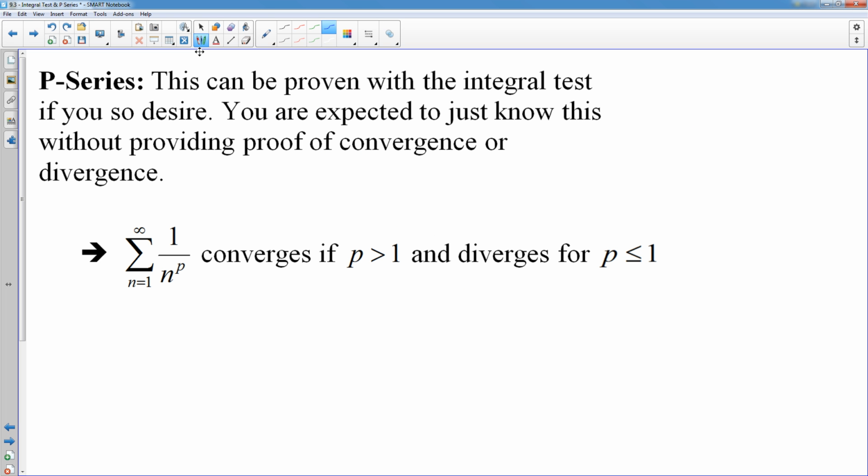Now, closely related to the integral test are little babies created by the integral test called P-series. These are series that you're expected to just know and to determine their convergence by simply looking at it. You are allowed to use the integral test to prove that these converge. But in short, a P-series is a series that is 1 over n to some exponent. A P-series will always converge if the exponent on n is greater than 1. It will always diverge if the exponent on n is less than or equal to 1. And that's all there is to it. We'll talk about the ugly stuff with that later.